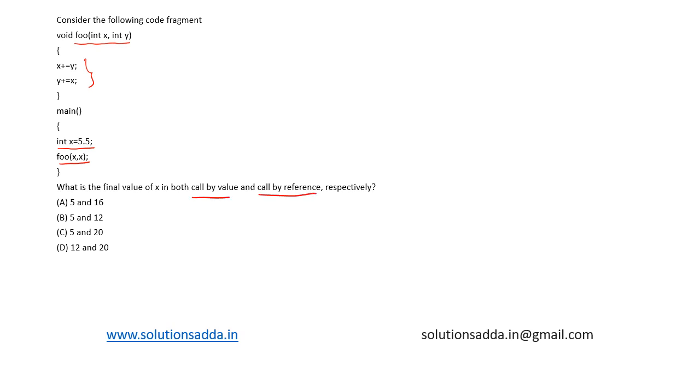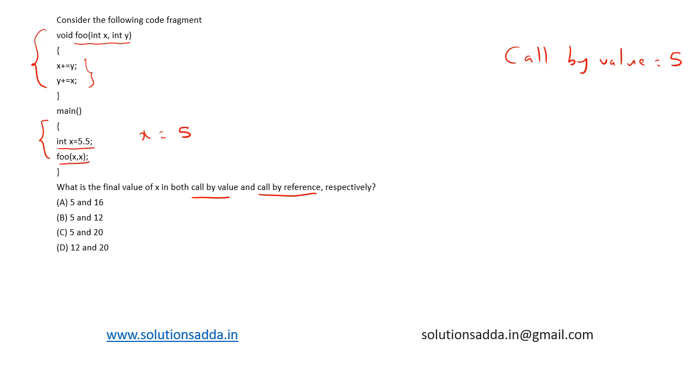So the first point here is that when a floating point constant is assigned to an integer value, it gets truncated and only the integer part gets stored. So x will be having the value of 5. Now when we perform call by value, whatever happens inside the function is local to this function only, and whatever happens in the main function is local to the main function. So no modification done by the function foo is reflected in the main function. So this would return x value as 5 itself. So in call by value, we get 5 as the answer.